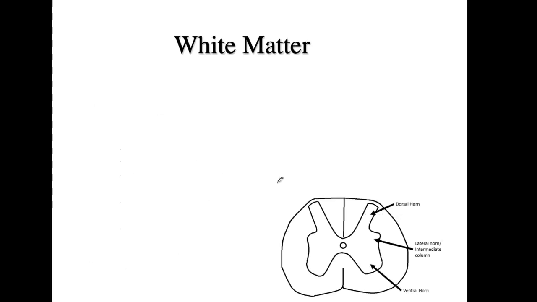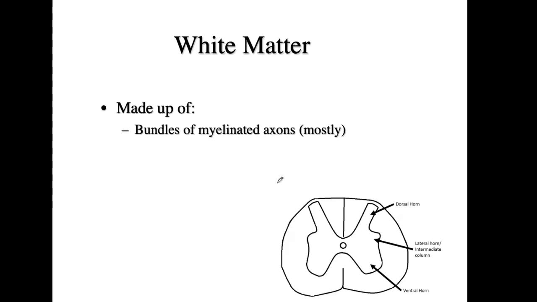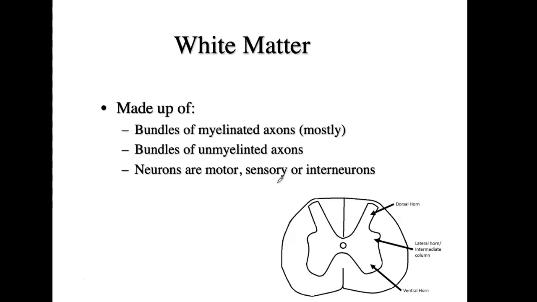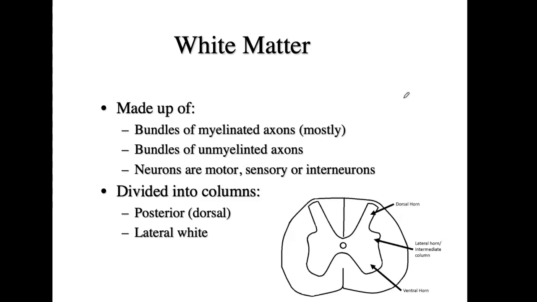Okay, what about white? The white matter is made up of what? Bundles of myelinated axons, mostly. But then also some can sneak in. So there might be some unmyelinated ones in that area also that you wouldn't be able to see individually. The neurons here can be motor, sensory, or interneuron. It doesn't matter. And they're divided into these columns that I already showed you. So the posterior, lateral, and anterior, or dorsal, lateral, and ventral.